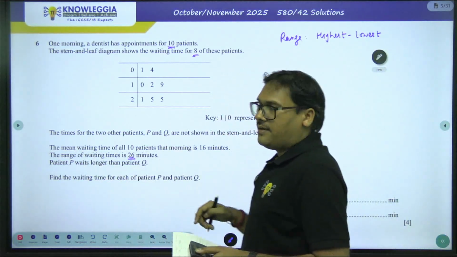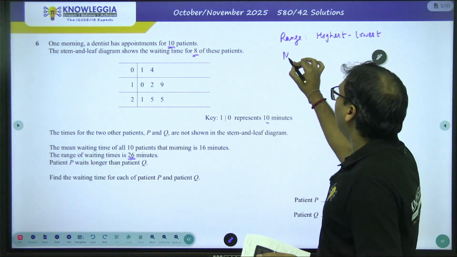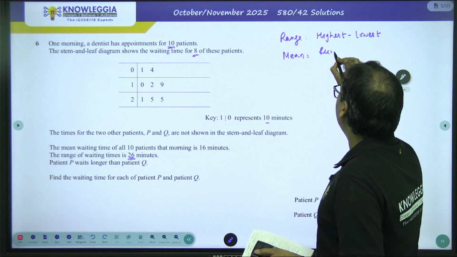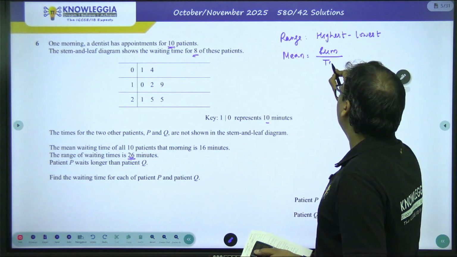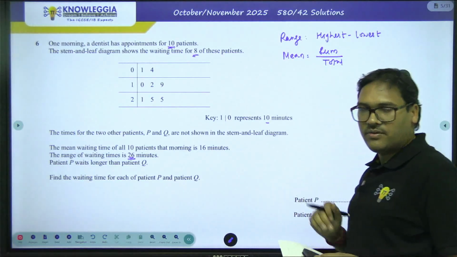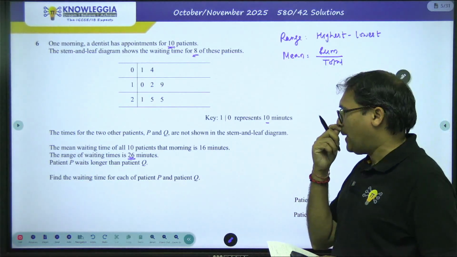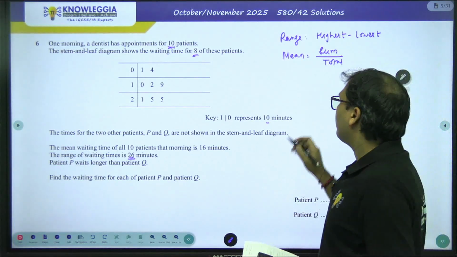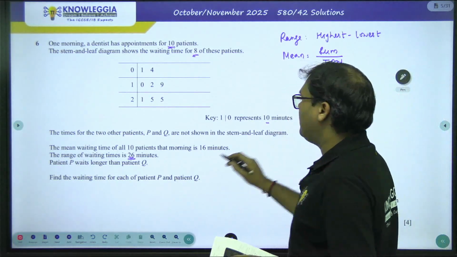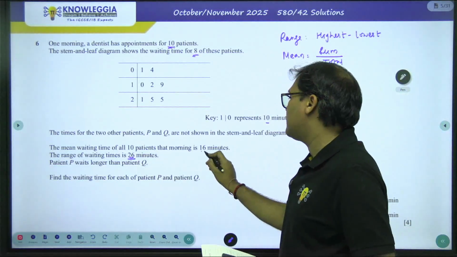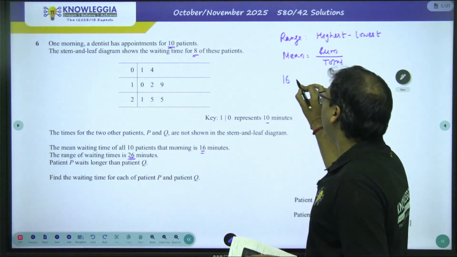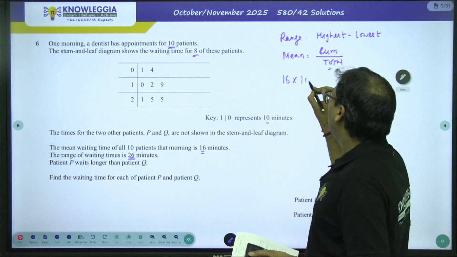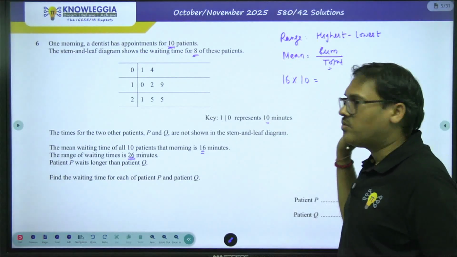Second is the mean of all the data. What is the mean? Mean is equal to the sum of all the data divided by the total number. That is the mean, right? Using this information, you have to find the waiting time of patients P and Q. So the mean of all the patients is given to you, which is 16 minutes. So you can say this is 16 into the total number of patients, which is 10, will be equal to the sum of all the data. So what is the sum of all the data?